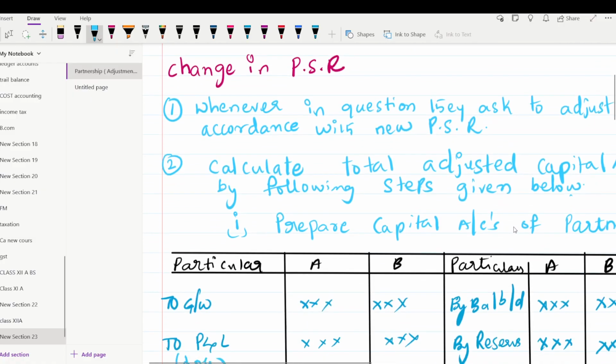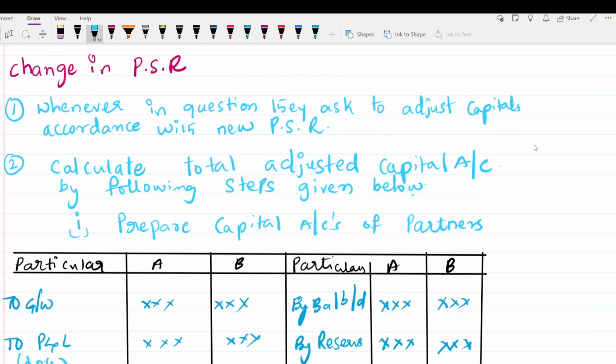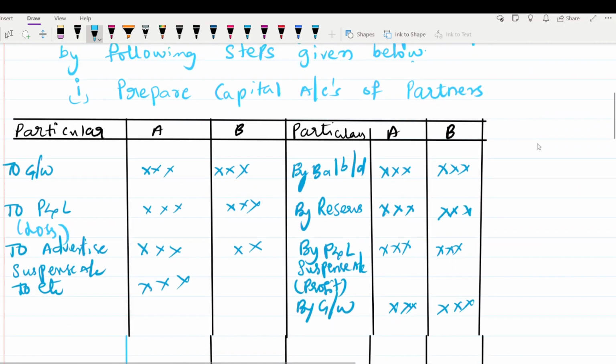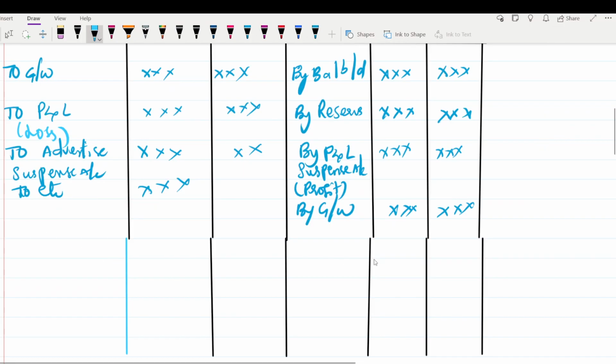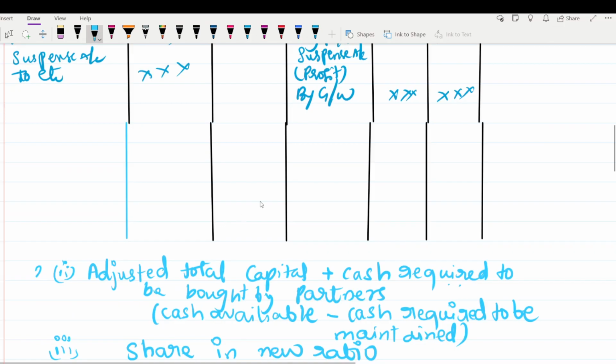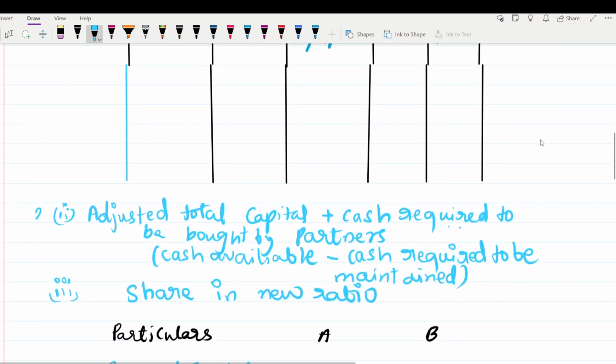Let's go. Here, change in PSR, what will we do first if the question asks to adjust the capital according to the new PSR? First, we need to calculate total adjusted capital account by following the steps. Prepare capital account as usual, then make all the adjustments. After all the adjustments, you do debit minus credit. Then you will get a balance over here. Whatever the balance you got, debit minus credit, we will call it adjusted total capital.